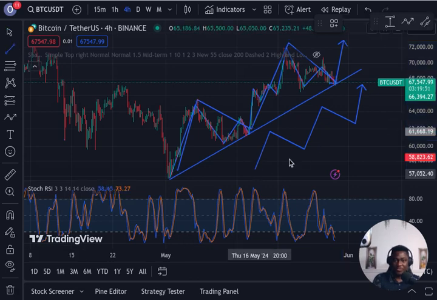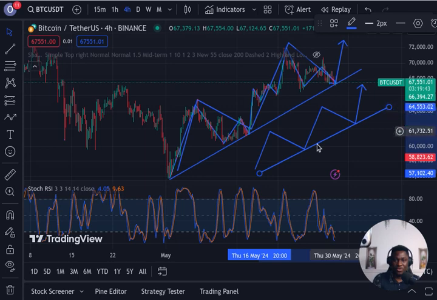So what is expected according to this trend line, if this pattern is true? Let me show you the pattern. If this upward pattern is going to continue playing out, look at this upward pattern. It goes up, comes down, goes up, comes down, then goes up.